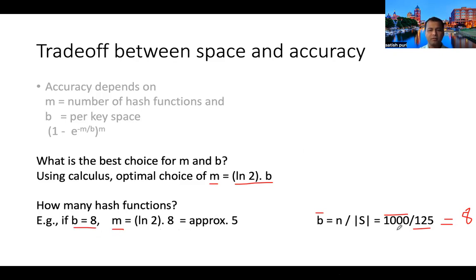Okay, so b is a number that you have because you have allocated a certain size of the array, and you have also inserted a certain number of elements in the Bloom filter. So you know this. Then you can have a rough estimate of what should be the number of hash functions. And natural log of 2 is less than 1, so it is smaller than m. Smaller than b, sorry.